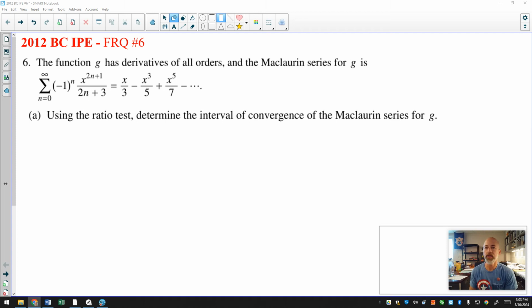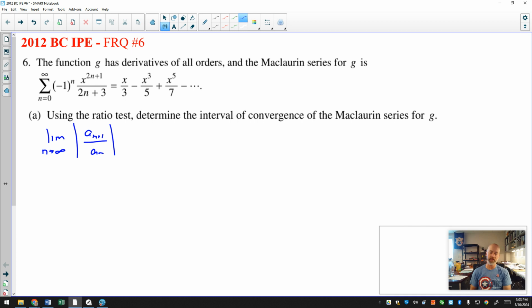Let's look at question number 6, from the 2012 practice exam, a series question. Question 1: use the ratio test to determine the interval of convergence. No hidden question there. Do remember that for your ratio test, you must set up a limit as n goes to infinity of the n plus first term over the nth term.